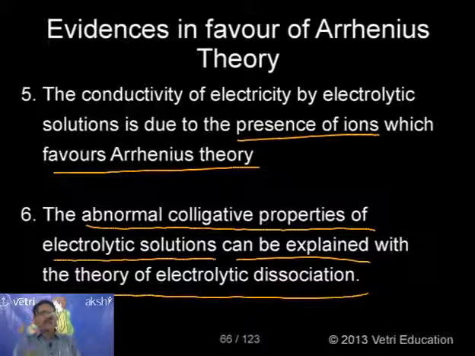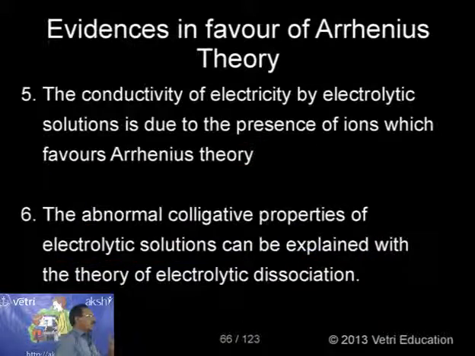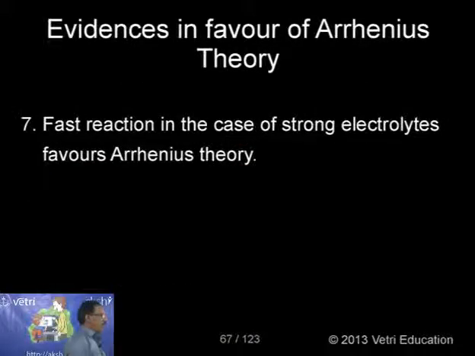Any property which depends on the number of particles but not on their nature is called a colligative property. If you consider sodium chloride as a single particle, the answer will not be correct, because on ionization, sodium chloride gives Na plus and Cl minus. So we have to take two ions into account, two particles for the calculation. This abnormal behavior can be explained with the theory of electrolytic dissociation. This is interesting information. These are all evidences in favor of Arrhenius theory.